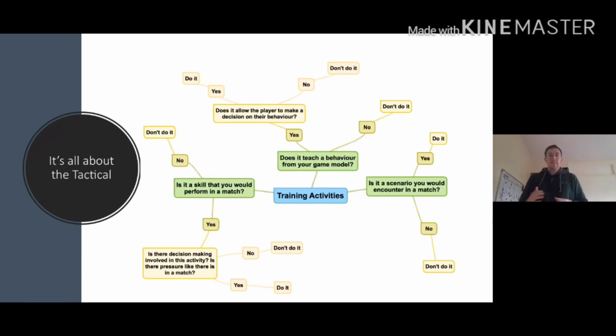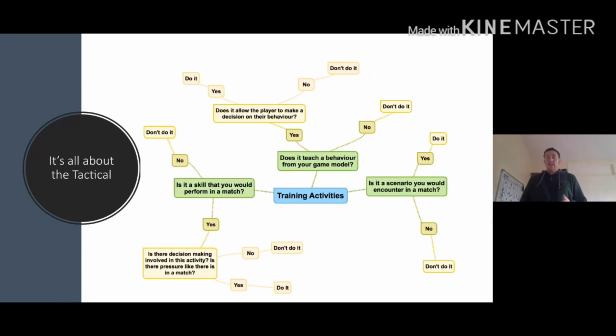But is it making them make a decision on their behavior? Is it making them ask, do I need to work hard here? More often than not, they're just going to go through the motions. They'll do what you tell them to do. So what we want to do is to design training games where they have to make a decision, are they going to work hard?